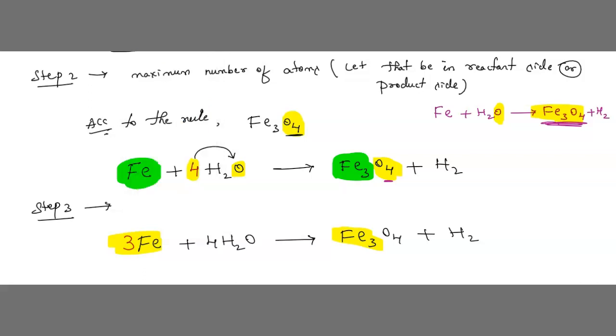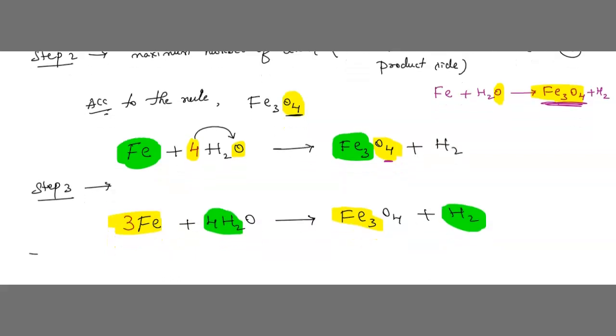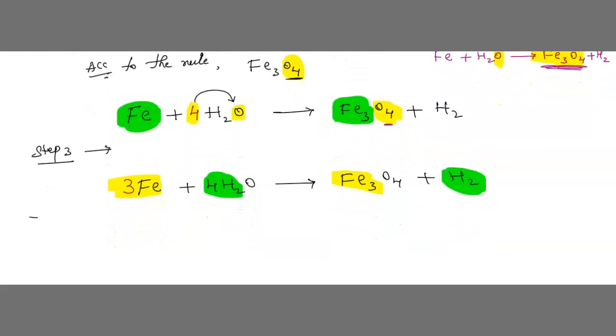How many H do we have? 4 into 2, that is 4 2s are 8 H. We have 8 H. But here how many H do we have? 2 H. Here 4 into 2 is nothing but 8, so we have 8 H. But here we have how many H? 2 H. So to make that as 8, what should we do?